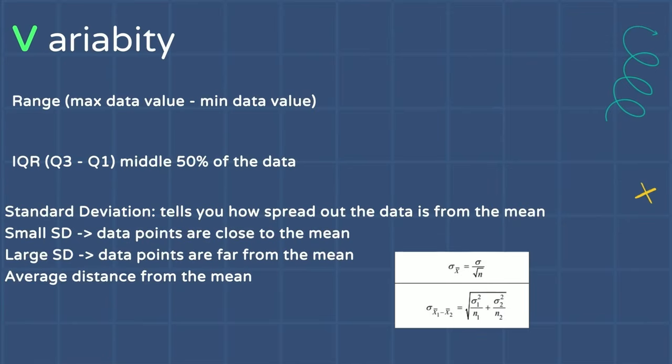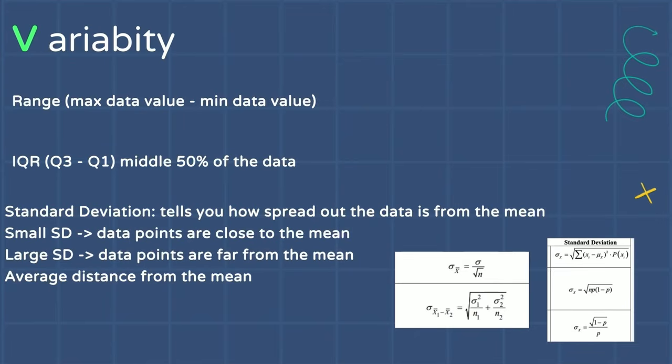The formulas to calculate standard deviation are on the reference table, as well as the number calculator if you have the data points. And also variance, variance is basically standard deviation squared.